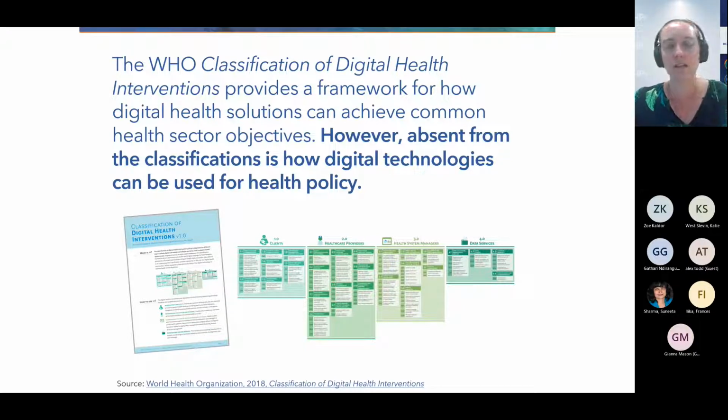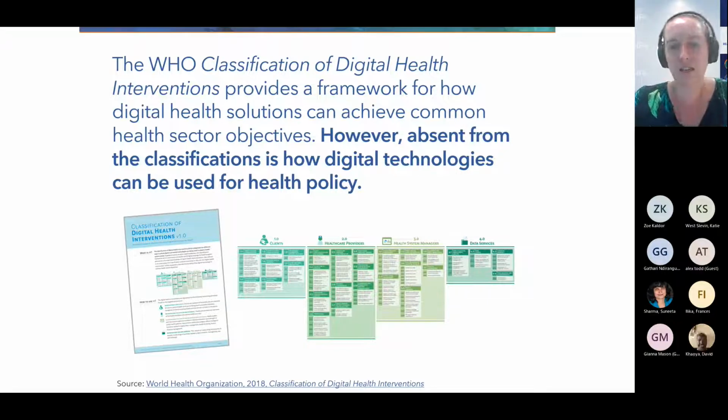So this classification is based on the users, and under each of those intended users, you can see different subcategories and use cases or functions of tools. And the link on the slide there takes you to the site if you want to click around and learn a little bit more about these classifications. But the reason I'm referring to this is because we can see from these classifications that while practitioners have created a common understanding of digital health tools, policy work and policymakers are often left out of these kinds of frameworks or are not included.